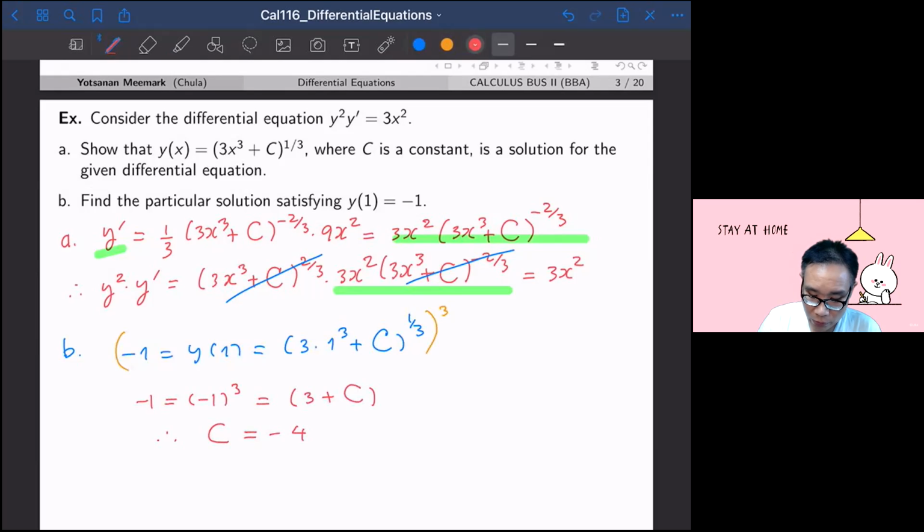So we have the particular solution y equal to 3x to the 3rd minus 4, to the 1/3, is the particular solution that you are looking for.